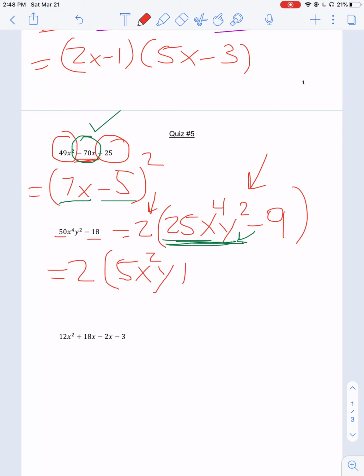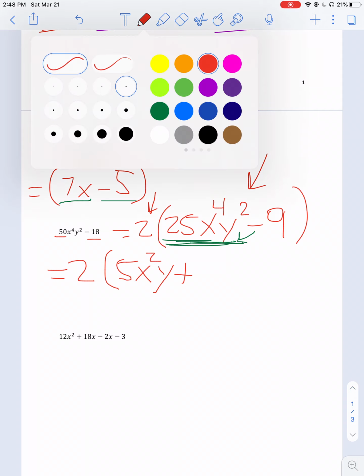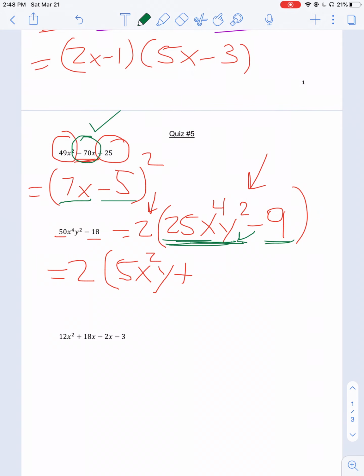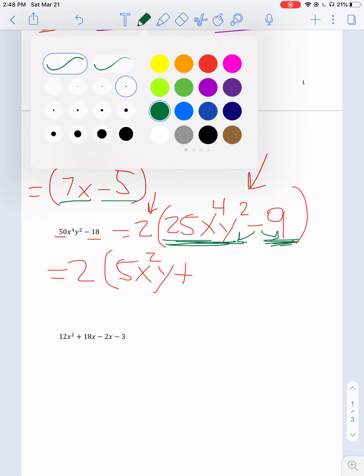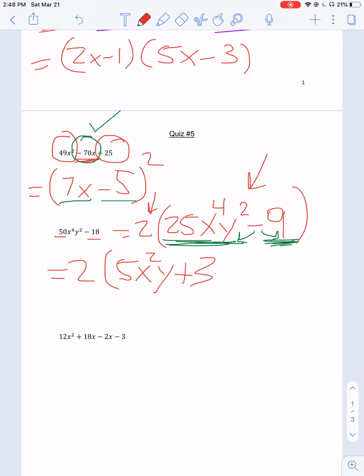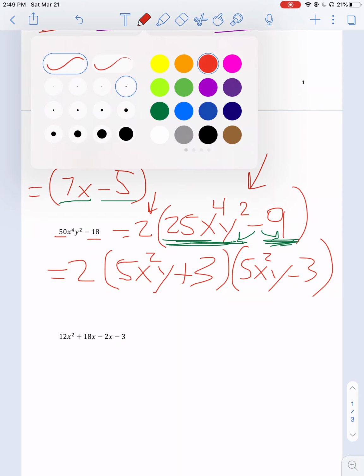Then you put a plus sign and take the square root of whatever's on the right hand side of this minus sign. Okay, so whatever's on the right hand side. So the square root of 9 is 3. And then once you do that, you have to rewrite the same thing with a minus sign in between. So 5x squared y minus 3. And that is your final answer, guys. Okay. Finally, one more question.